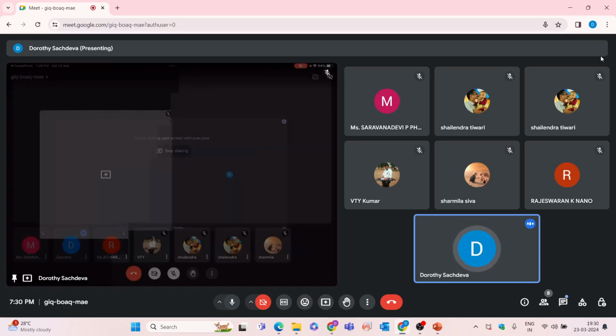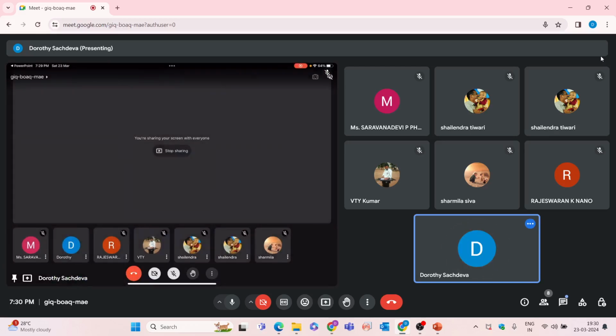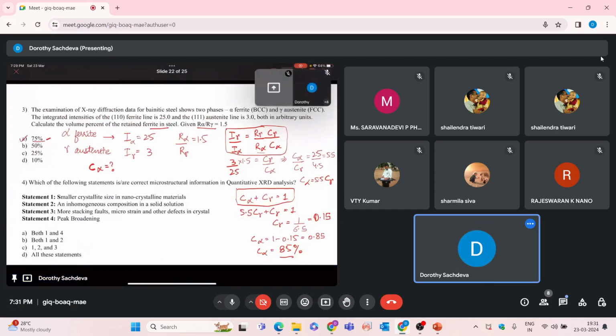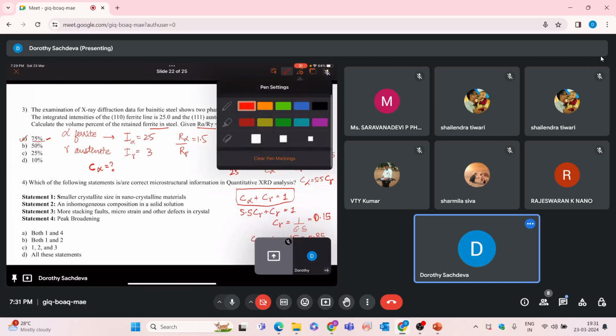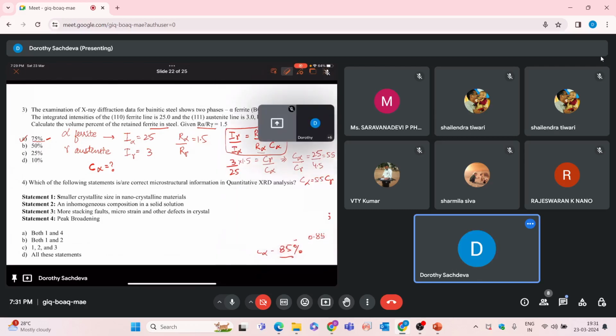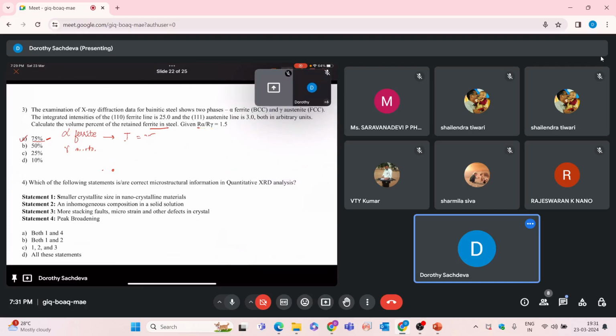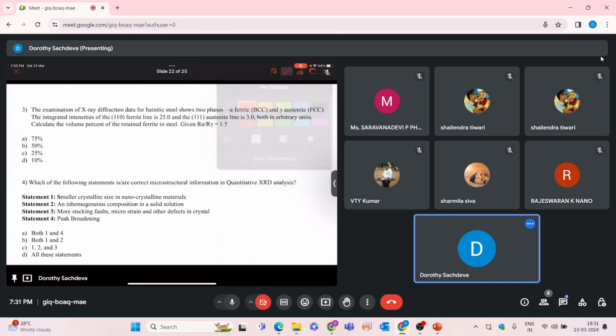Any doubts, any comments? No? Then I'll move to the next question. Next question says, which of the following statements is or are correct microstructural information in quantitative XRD analysis? Statement 1 says, smaller crystallite size in nanocrystalline materials.